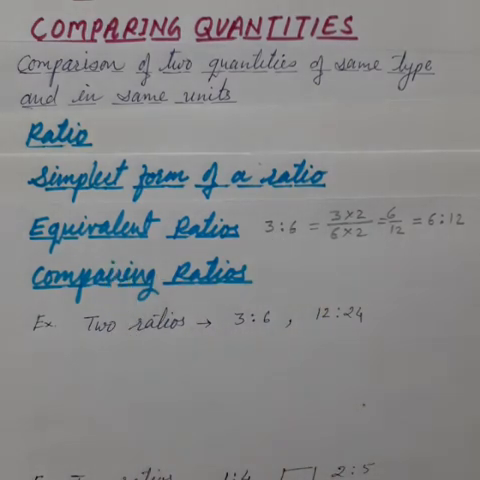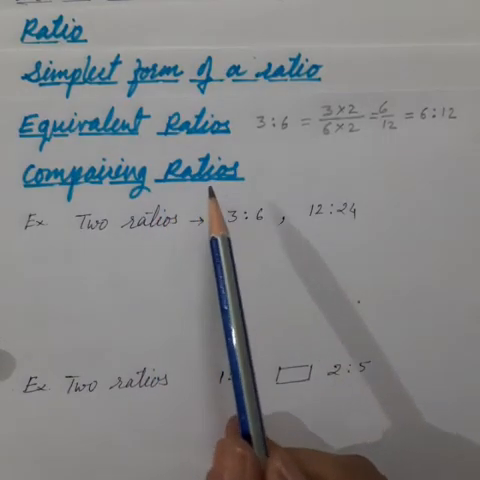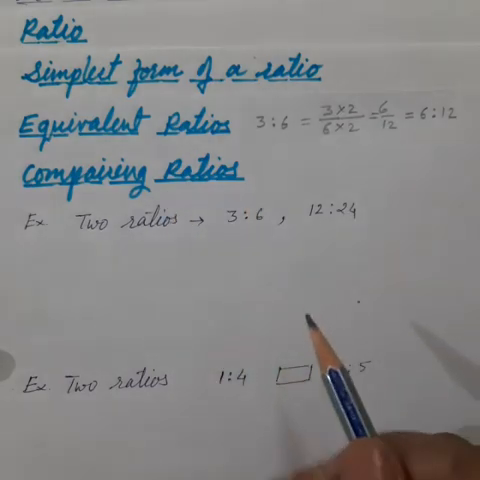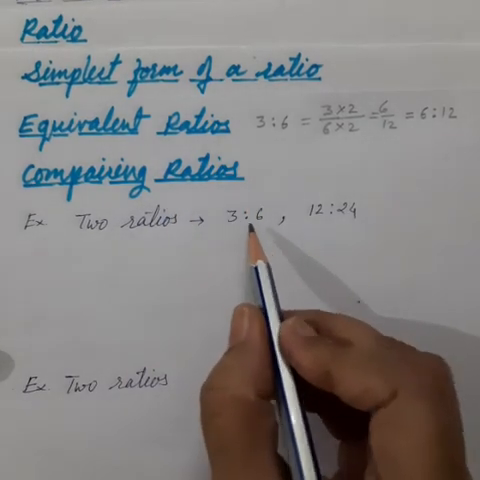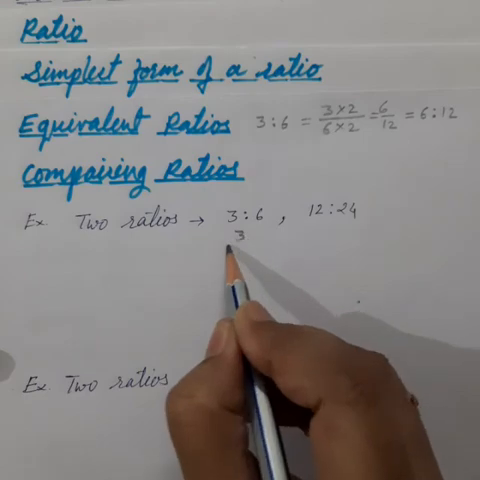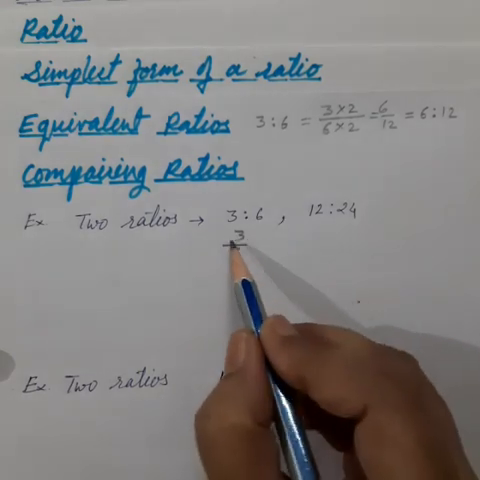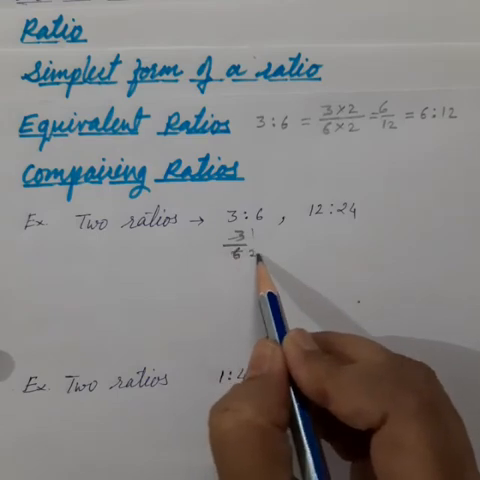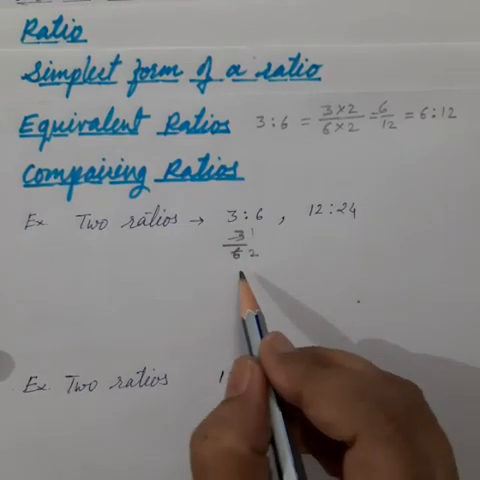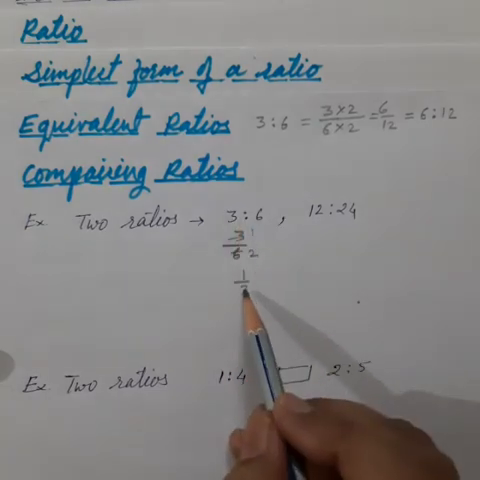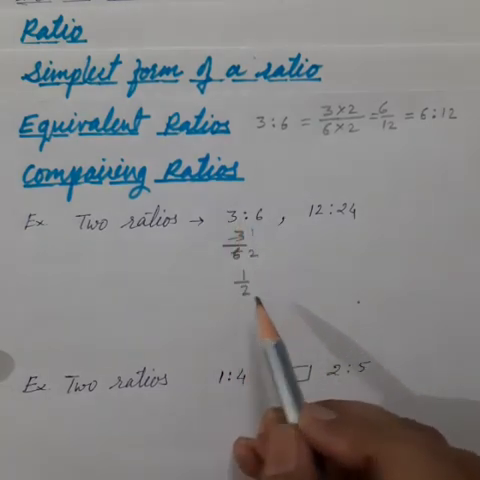Equivalent means having equal values. Comparing ratios. As we compare fractions, in the same way we can compare ratios also. First convert the given ratio into fraction and find out its simplest form. 3 1s are 3, 3 2s are 6. 3 is the HCF here. So the simplest form of 3 is to 6, we are getting 1 by 2.